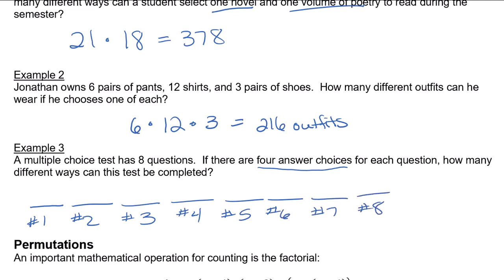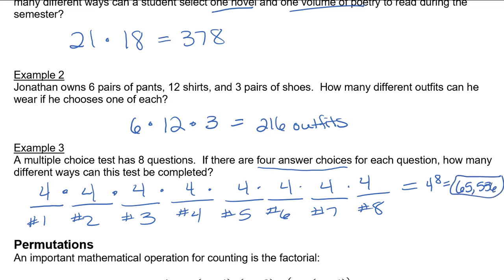All right, I've got 8 spots because I've got 8 questions. How many answer possibilities are there for the first question? 4 answer choices. How many options for number 2, number 3, number 4, number 5, number 6, number 7, number 8? So lots of possibilities here, but if you have 8 questions, 4 choices each, that ends up being 4 to the 8th, which is 65,536. A lot of possibilities.